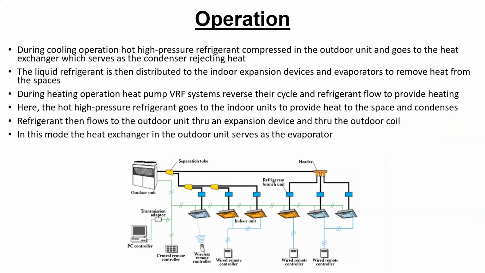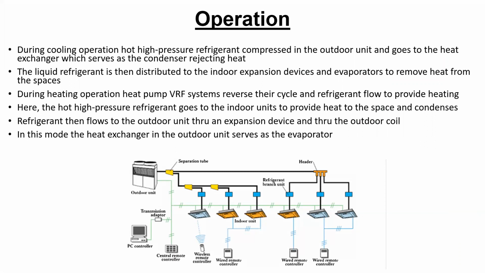In terms of operation, during the cooling operation, let's assume we only have the first type, which only provides cooling. Hot, high pressure refrigerant is compressed in the outdoor unit, where there's a compressor, and goes to the heat exchanger, which serves as the condenser, rejecting the heat. The liquid refrigerant is then distributed to the indoor units.